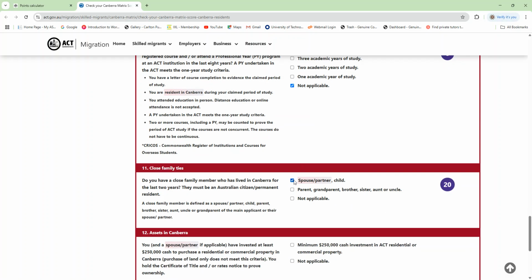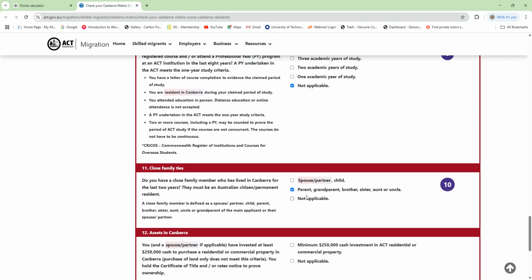If your spouse, close family relationship, PR or citizen, child, then 20 points. It is rarely found that your spouse is PR or citizen, I think, because most people, if they are also going for the visa, will lodge a visa at 01 and at 20, that's a partner visa. But if you have a child, like sometimes a stepchild who has already got PR, then it may be helpful.